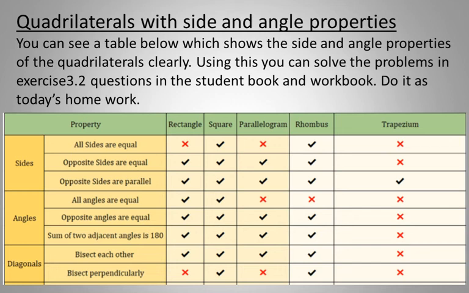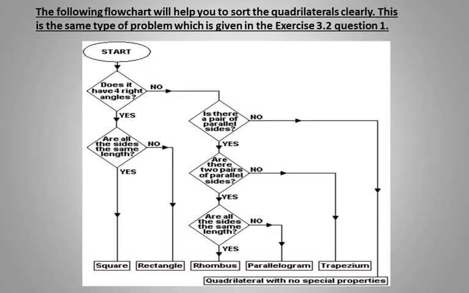So these are the special properties explained again. Using this, you can do the problems in your student book and workbook. Here you can see a flow chart. Just like in your student book, there is a flow chart shown on page number 23, and it is leading to exercise 3-2 question number 1. From that flow chart, you have to answer question number 1. So this will help you to solve those problems.